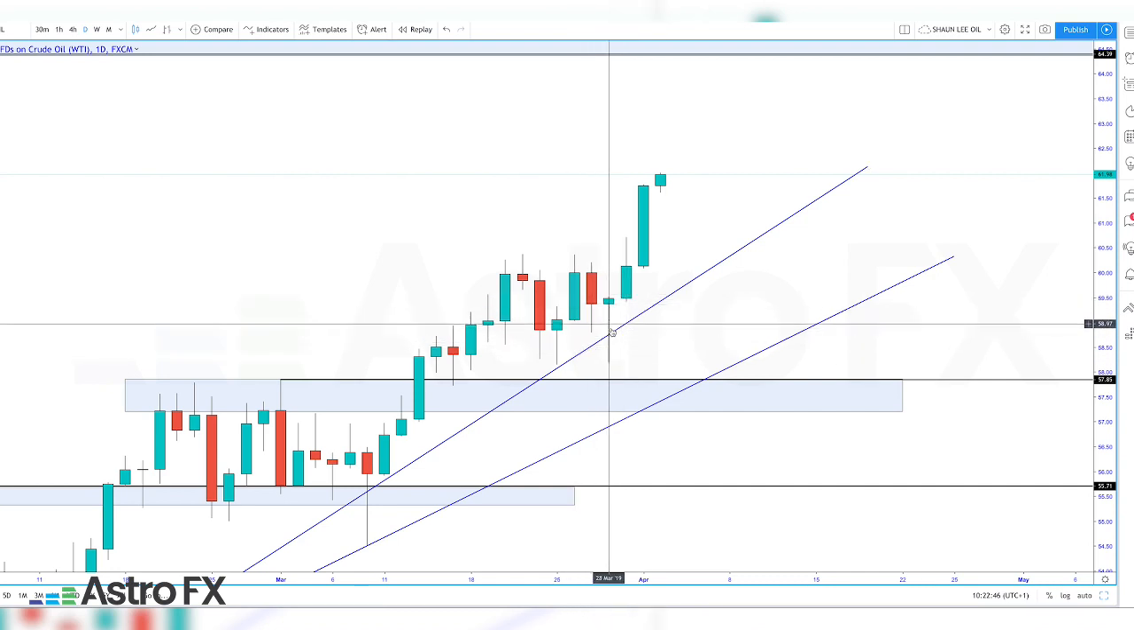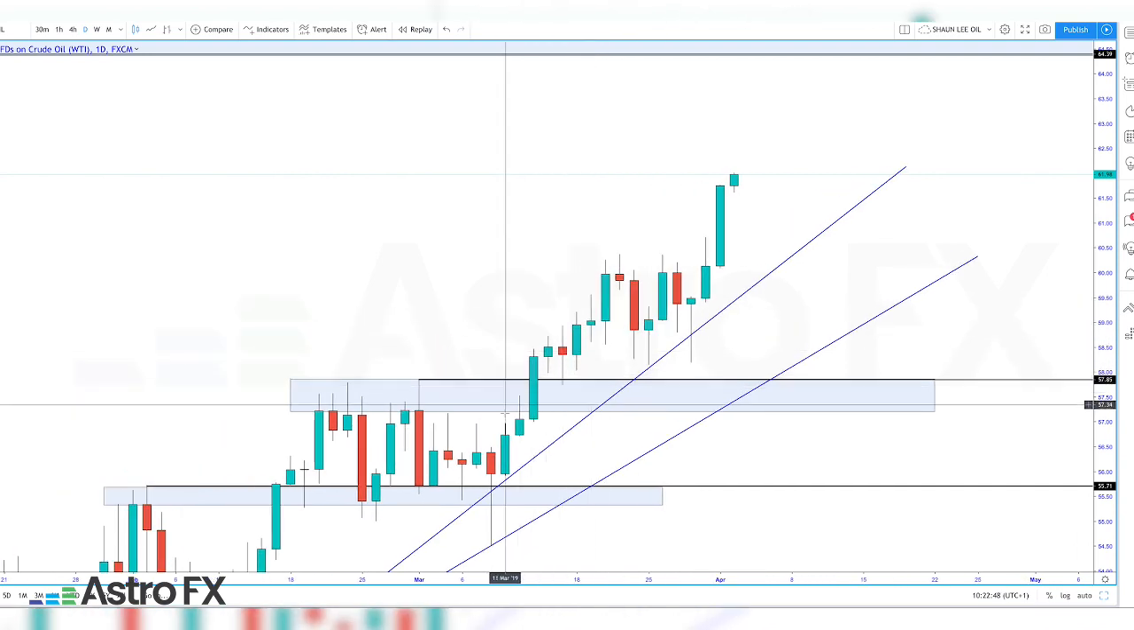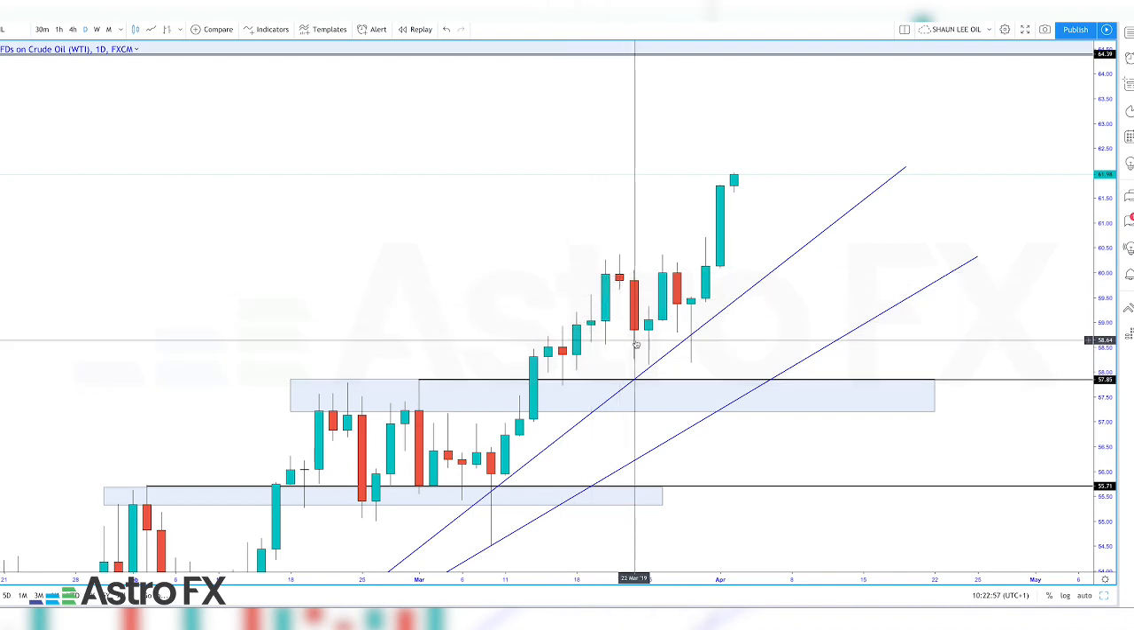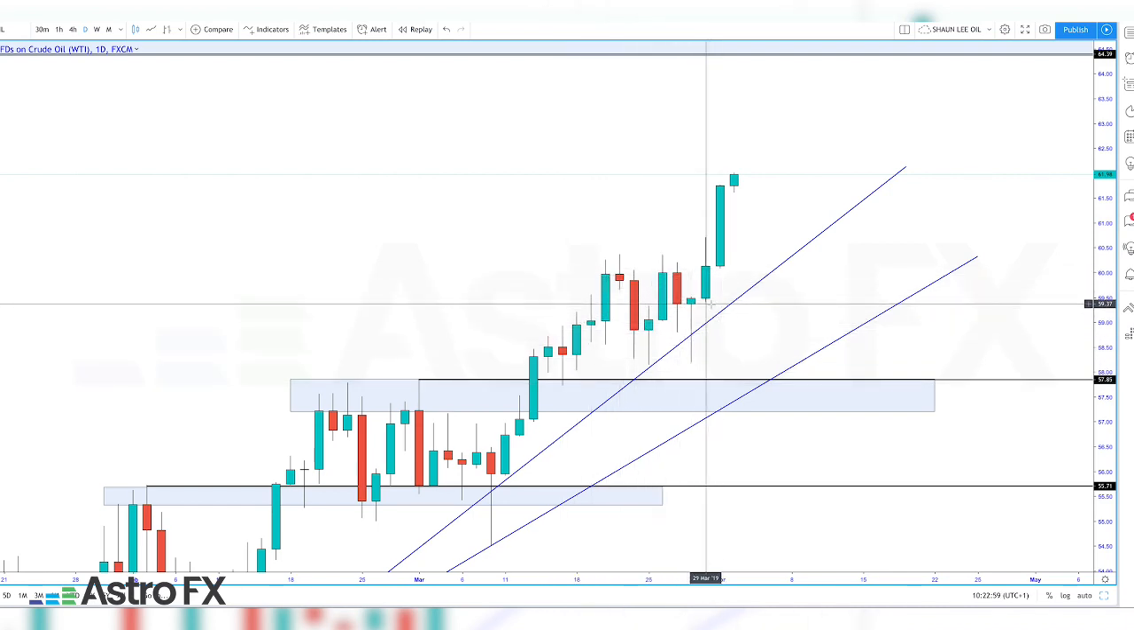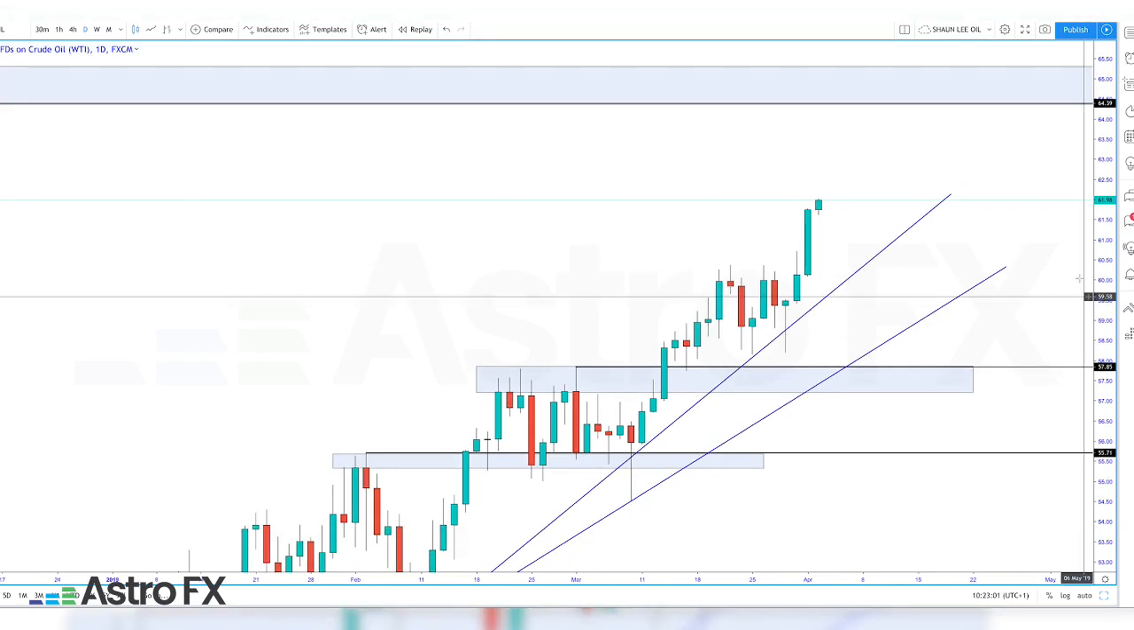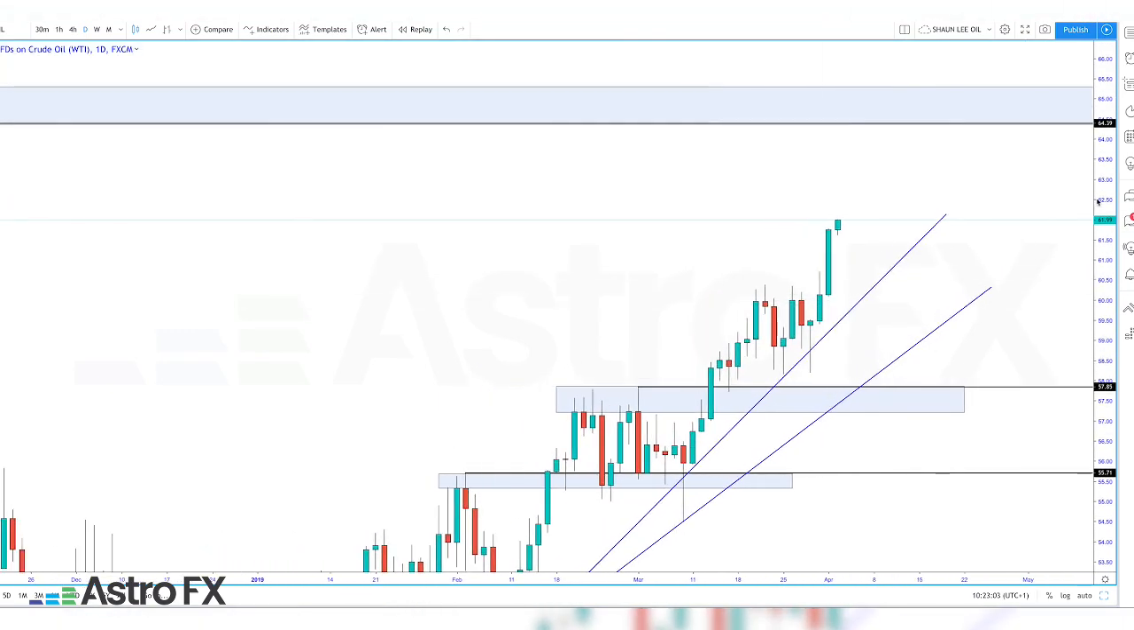Okay, spikes into the trend line. We also have the break of structure here. 1, 2, 3. Again, right there. Market pulls up, consolidates, pulls up, consolidates. 1, 2, 3 there as well. Oil is on its way to 64, 65.